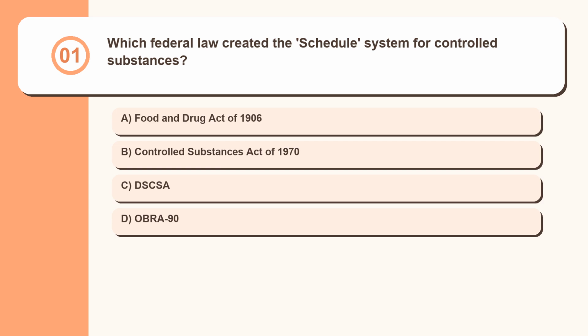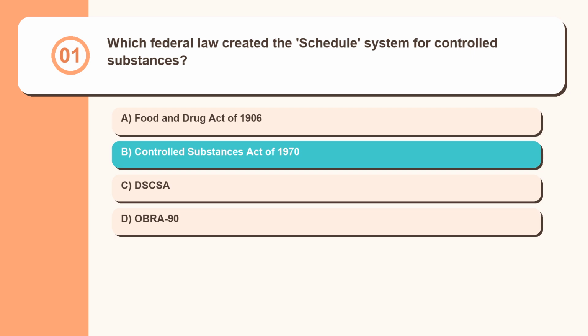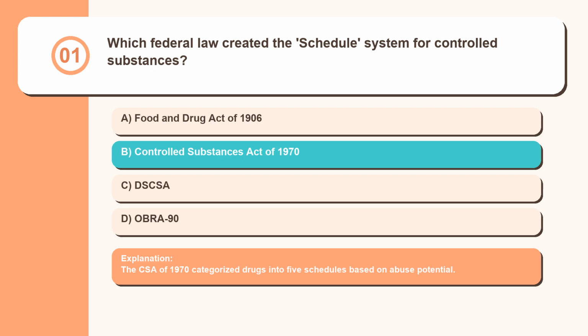Question 1. Which federal law created the schedule system for controlled substances? Food and Drug Act of 1906, Controlled Substances Act of 1970, DSCUSA, OBRA 90. The CSA of 1970 categorized drugs into 5 schedules based on abuse potential.